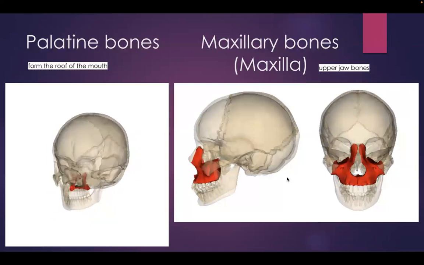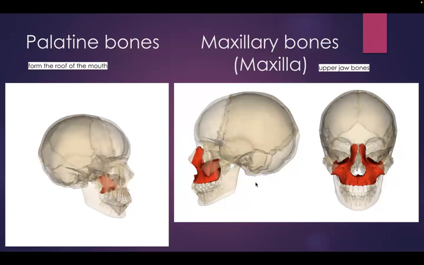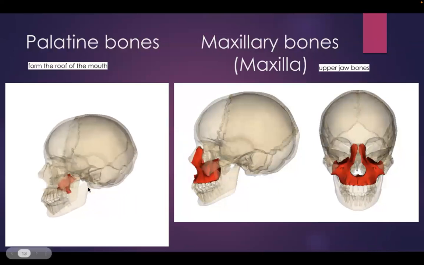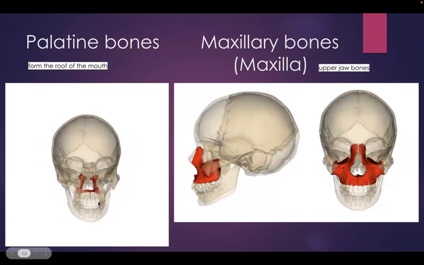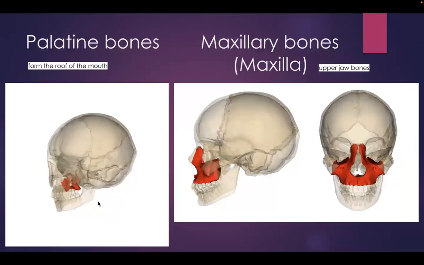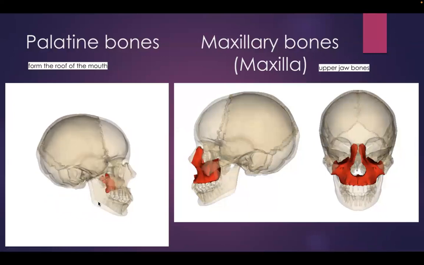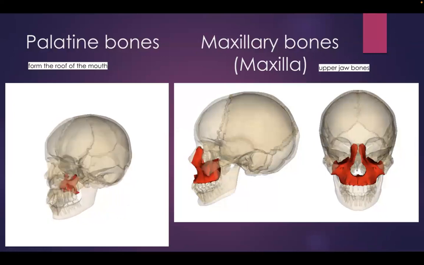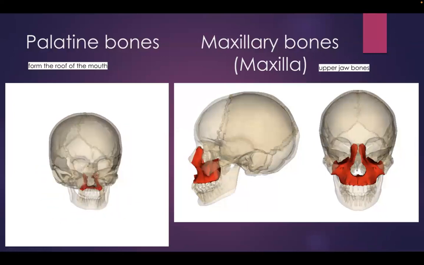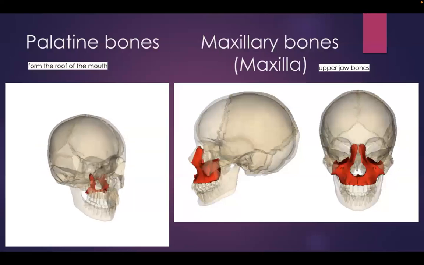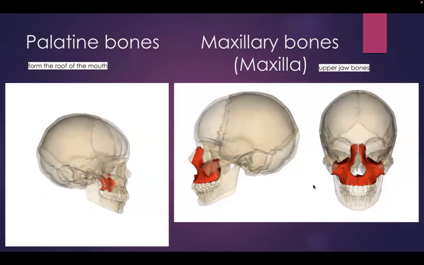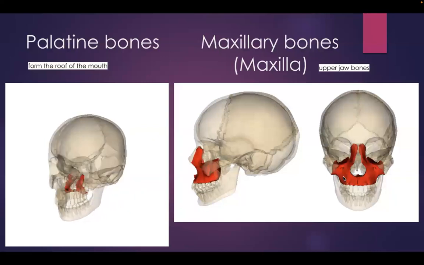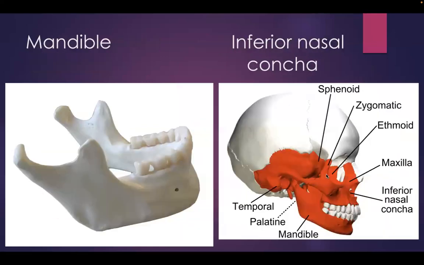The palatine bones. These are going to form the roof of the mouth. That's why in pathology we'll talk about the cleft palate, like when a baby's born and the palatine bones have too big of a space. That's called a cleft palate, and it'll have to be fixed with surgery. And then the maxillary bones are the upper jaw bones. There's two that will fuse together. The mandible, the lower jaw, is horseshoe shaped.